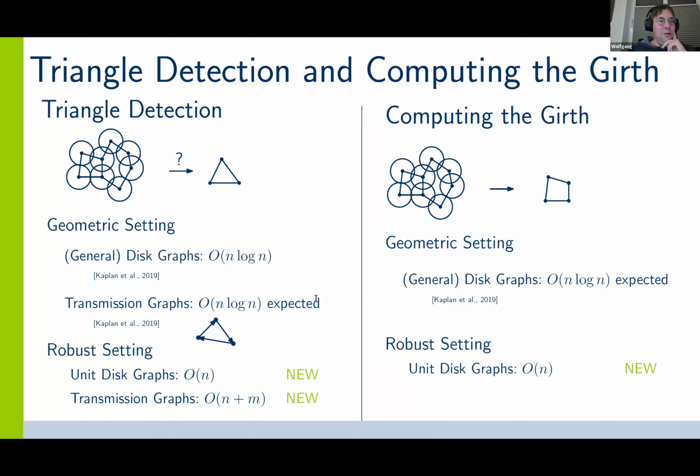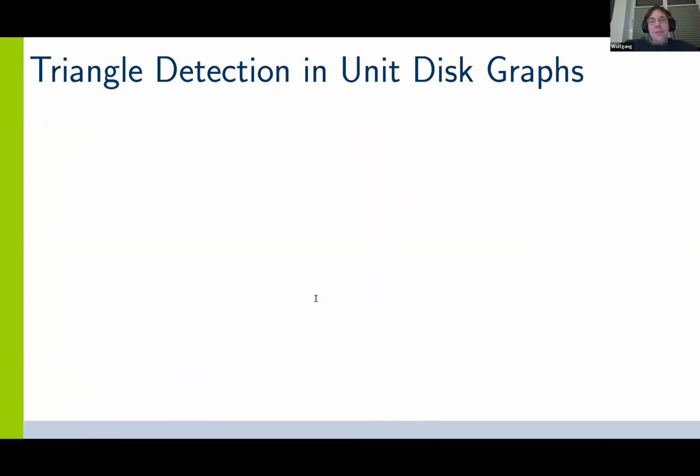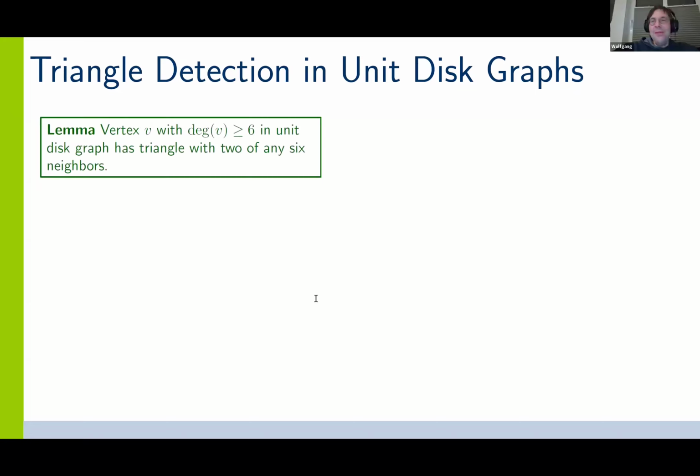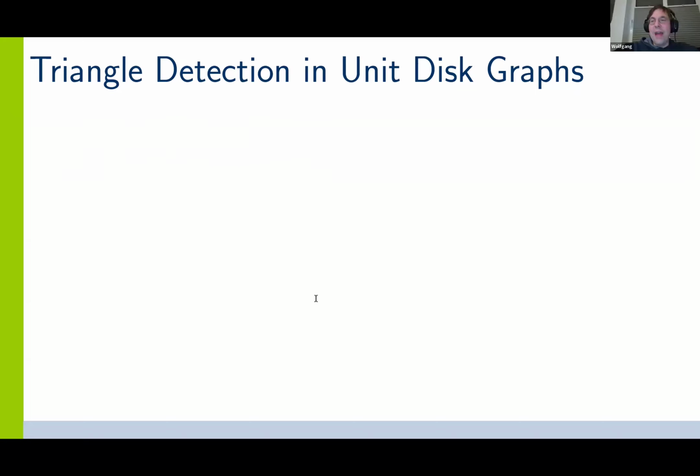Okay, so let's talk about how this works. Let's first talk about triangle detection in unit disk graphs. And I promise you this is a very easy algorithm. You can tell it to your students or to your 4-year-old children. I think it shows very nicely this whole setting of robust algorithms and how you can use it also in this setting.